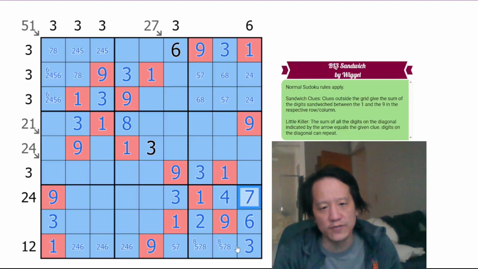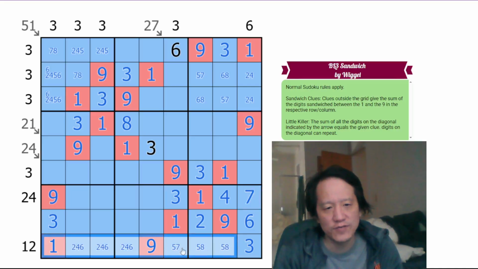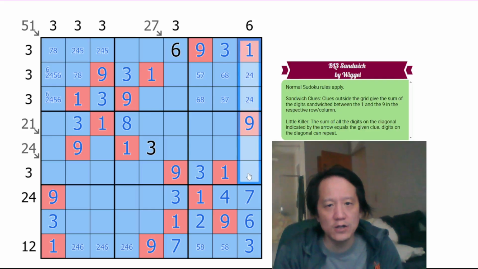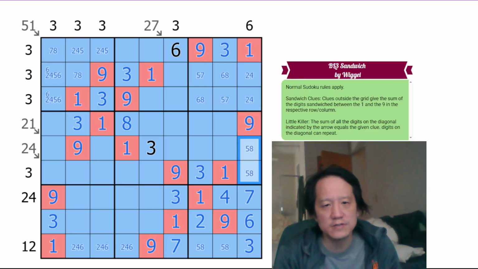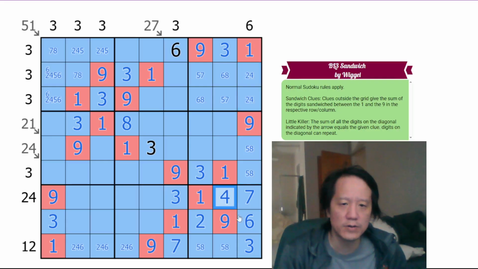This is 4, 7, which means this can't be 7. This becomes a 5, 8 pair, which eliminates 5 and 8 in the rest of the row. This can't be 5, so that's 7. Remaining digits in column 9 are 5 and 8 because of the 2, 4 pair here.